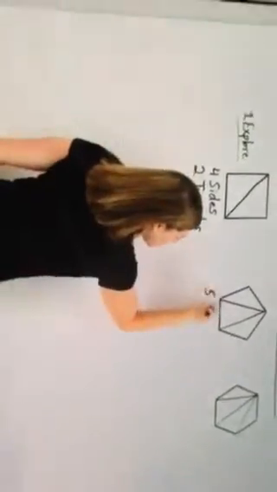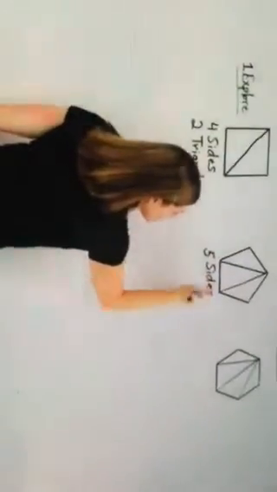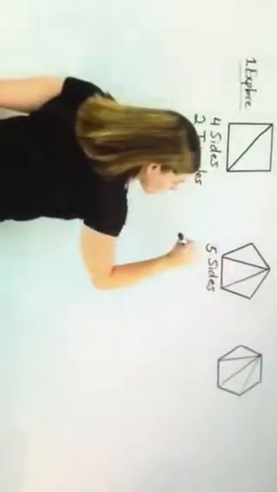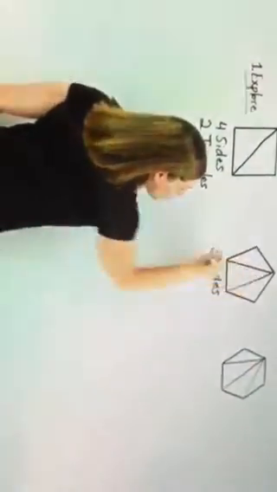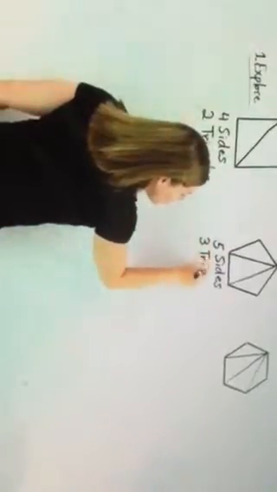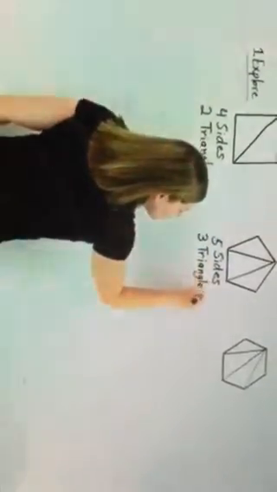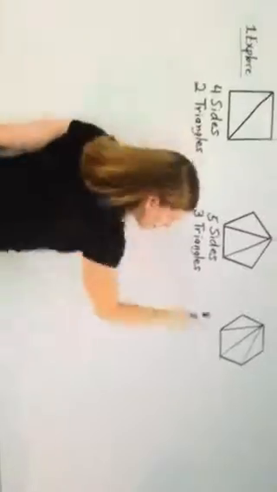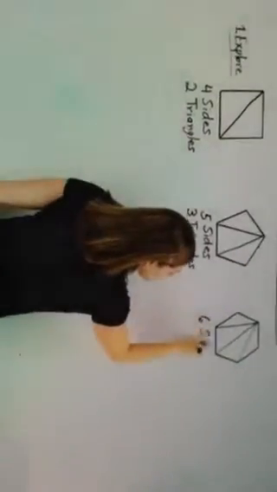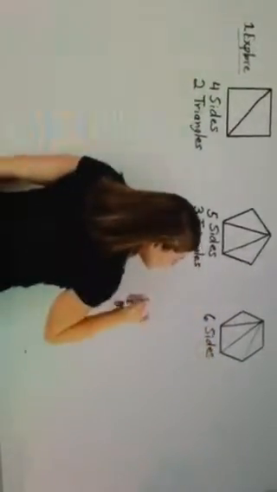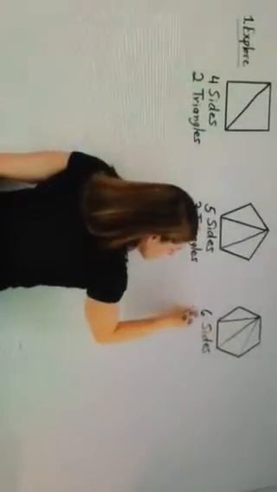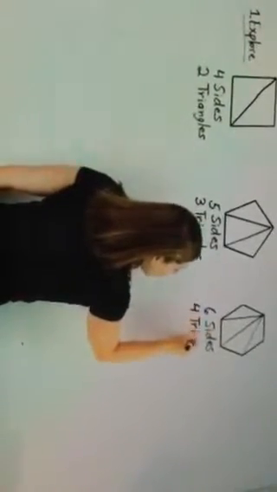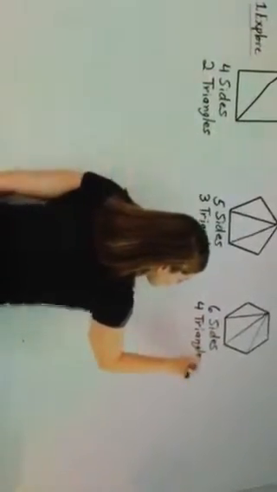Now what about our other polygons? Well, if we count the number of sides in this polygon, we can see that it has 5 sides. We drew 2 diagonals, and if we count, we can see that we created 3 triangles in this polygon. Finally, looking at this polygon, we can see that it has 6 sides. We drew 3 diagonals, and that created 4 triangles.